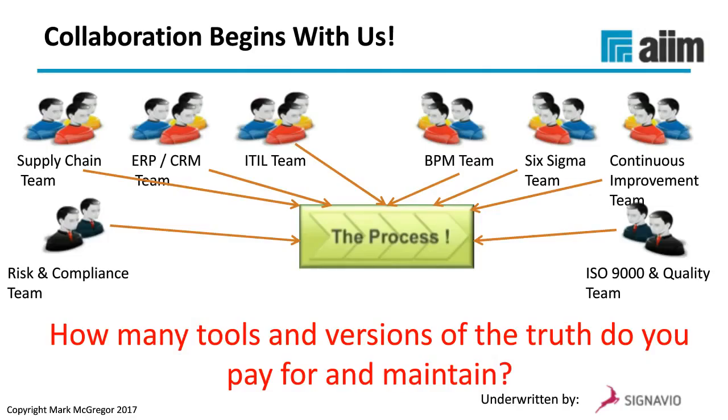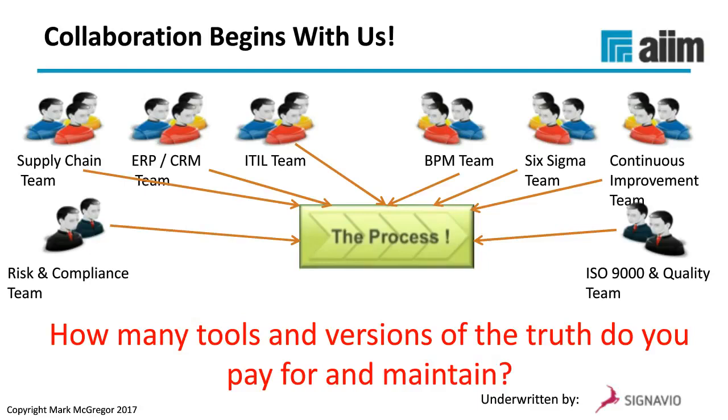All too often when I work in an organization, they'll tell me that, oh yeah, but the supply chain's doing this, the BPM team's doing that. They say, well, hang on a minute, they're all working on the same process. It is in your organization. And ask yourself the question, how many different tools are we using? And how many different versions of the truth are we creating around the same process?